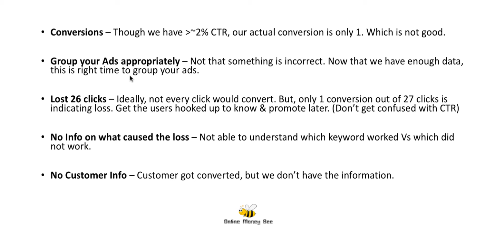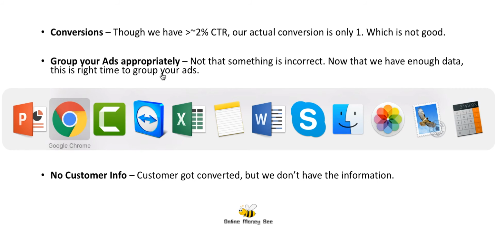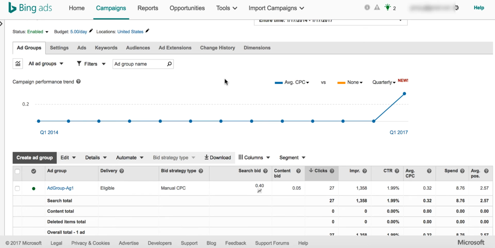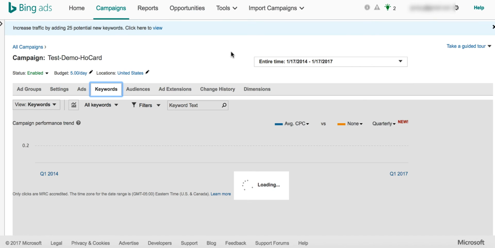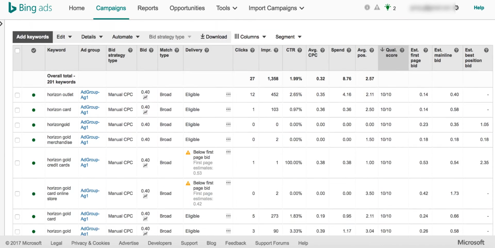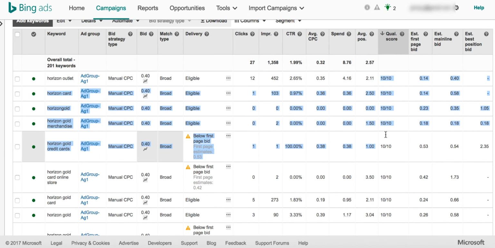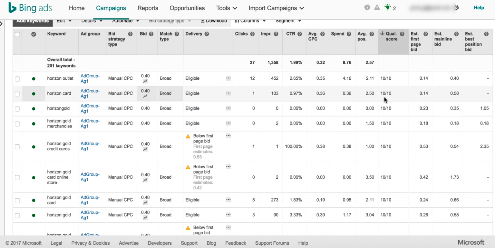And grouping your ads appropriately. This is not something which is set up incorrectly to begin with, but that's an area we could improve based on what we have observed so far. There is a good amount of scope for us to do this grouping. Let me go to keywords quickly, and if you come here, you see there is a very good amount of high quality score keywords available for me. Grouping them appropriately will actually give me more benefit.